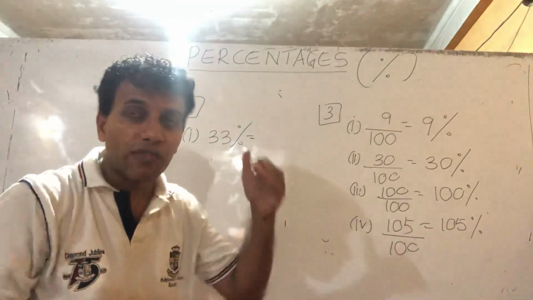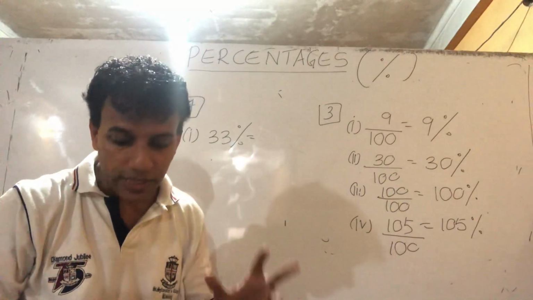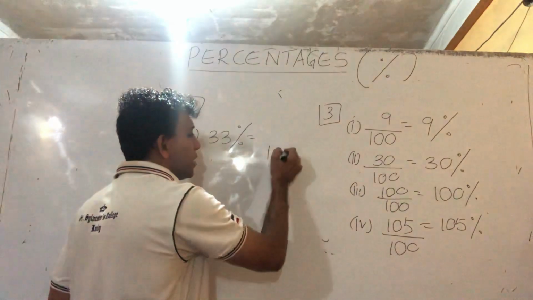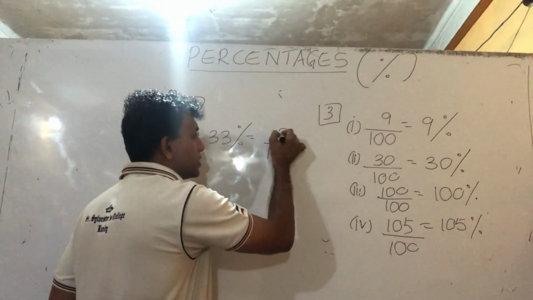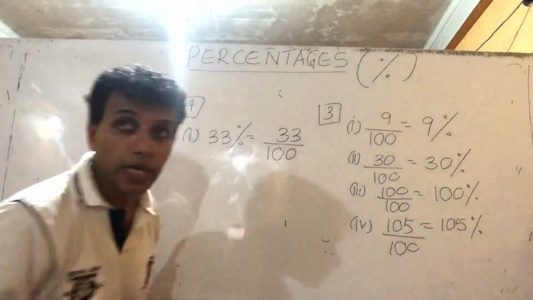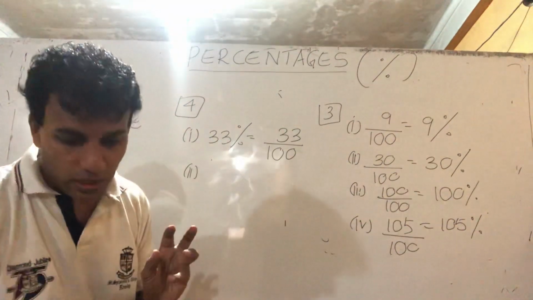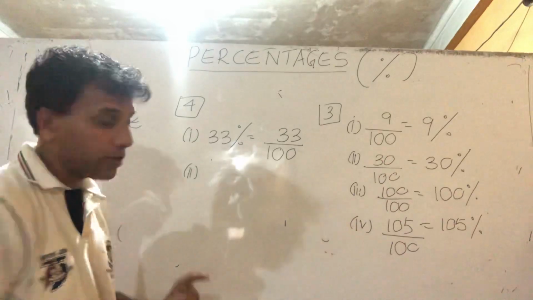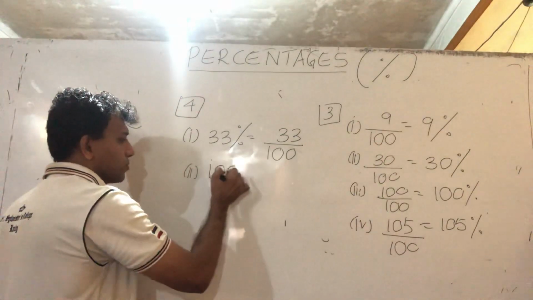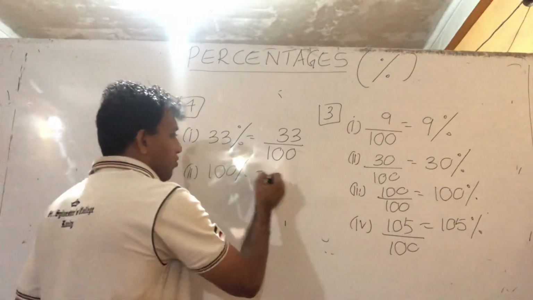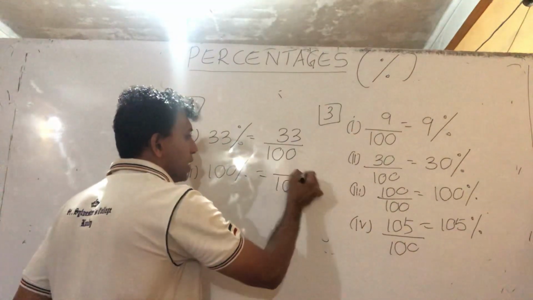How is that? Very first I said percentage means out of 100. So below 100, here 33. Okay. Second part, 100%. So what is the answer? Out of 100, 100.